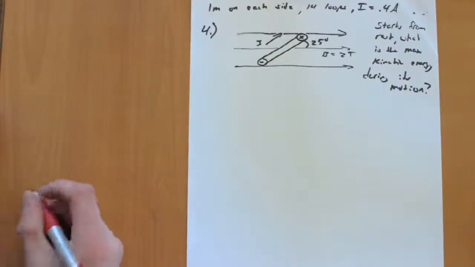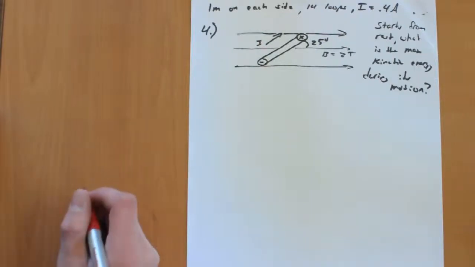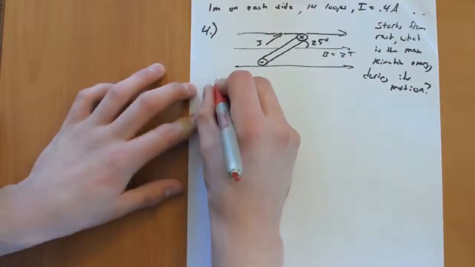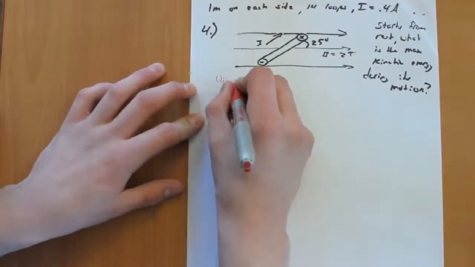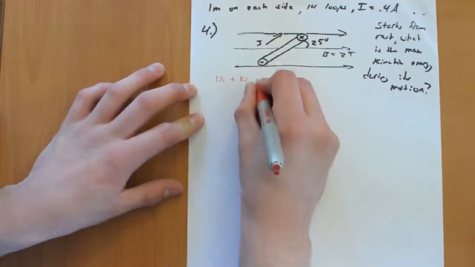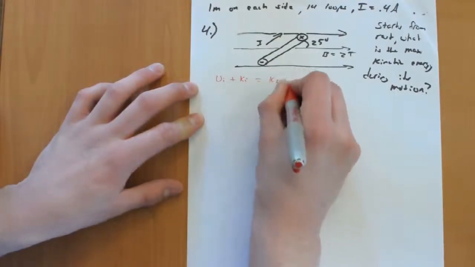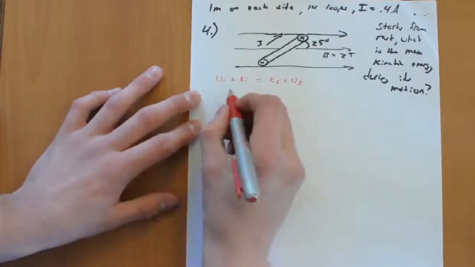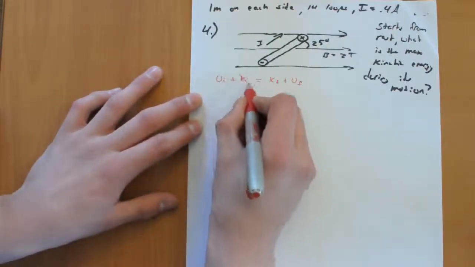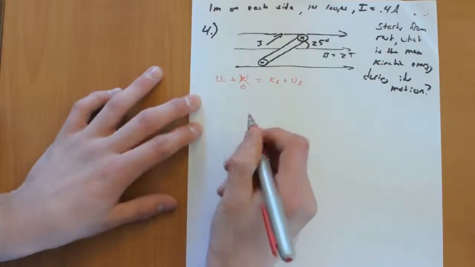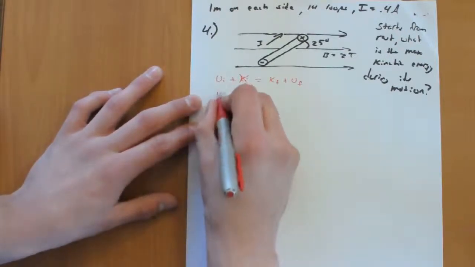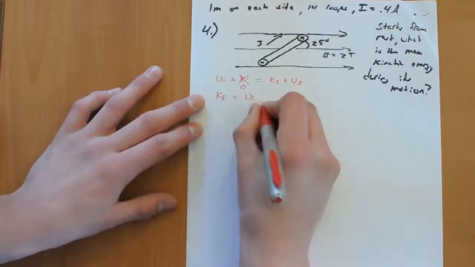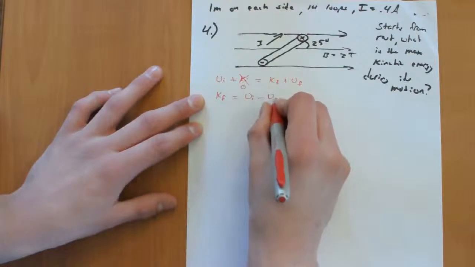Okay, so energy is conserved here, so we can use the conservation of energy, which states that the initial kinetic energy plus initial potential equals the final kinetic energy plus the final potential. And the initial kinetic energy is just going to be 0 because it's not moving. So we can rearrange this to say the final kinetic energy equals the initial potential energy minus the final potential energy.